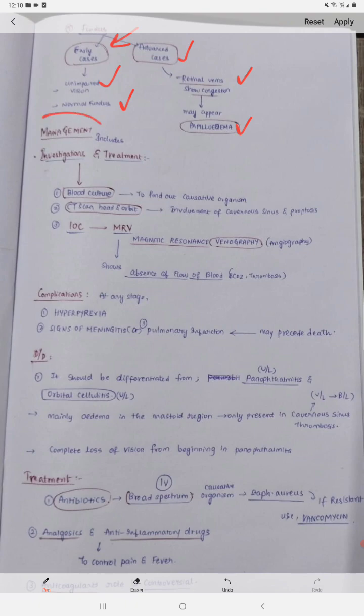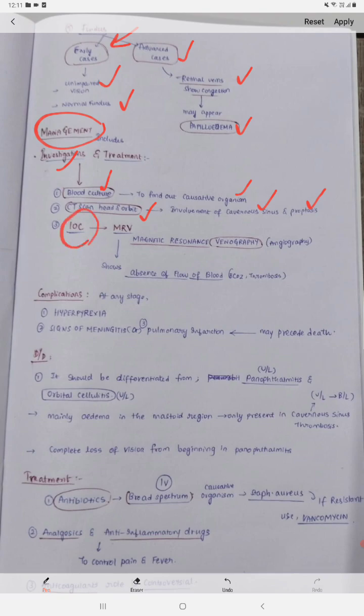Coming to the management part, we have to include two headings: investigations and then treatment. We do the investigations first. Send the blood for culture to find the causative organism, so that we can treat accordingly. A CT scan of the head and orbit is also taken, because in the CT scan we can see the extent of the cavernous sinus involvement, and also the proptosis, which develops very rapidly.